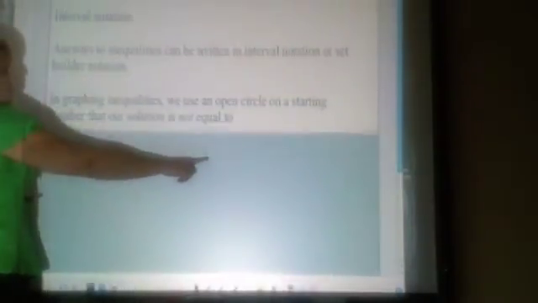So let's talk real quick about interval notation. This is to help you see the connection. When we graph our inequality, we use an open circle on the number if it does not include that number. We use a closed circle if it does include that number. Does everyone agree with this? This is true. This is how we do it, right?